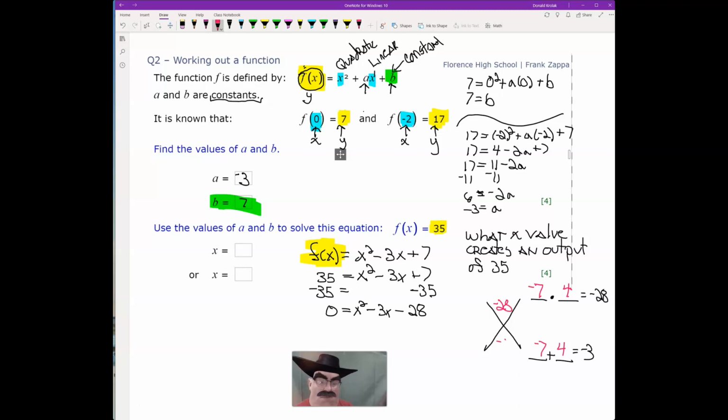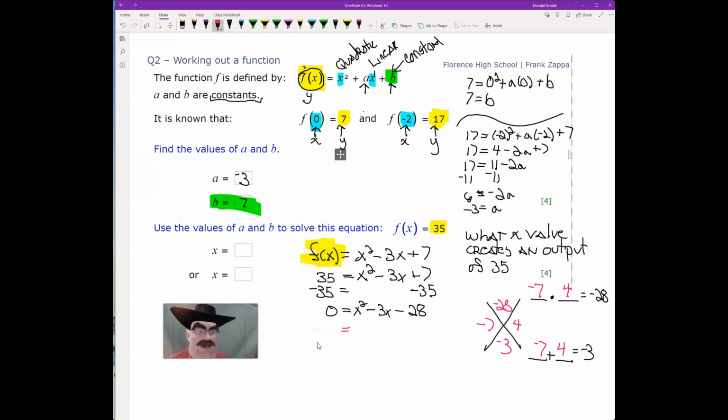So those are the two numbers that we're going to use to break this quadratic up and find out its roots. So now we can rewrite this as x minus 7 and x plus 4, and then we set those equal to 0, and I get one solution is x equals 7. And then my other possibility is x is equal to negative 4.